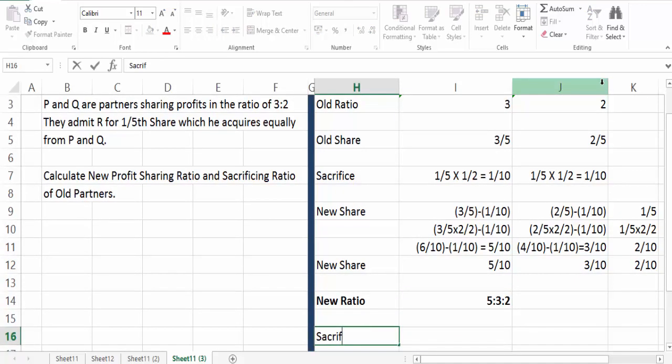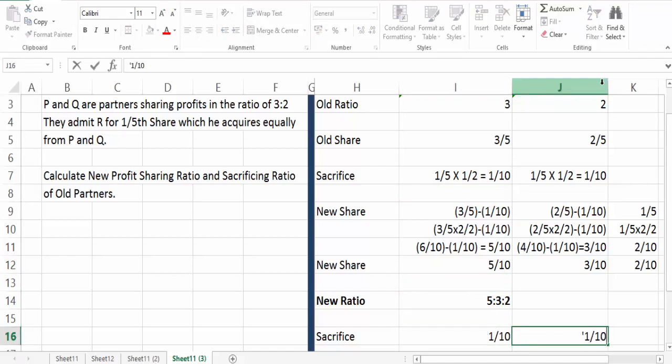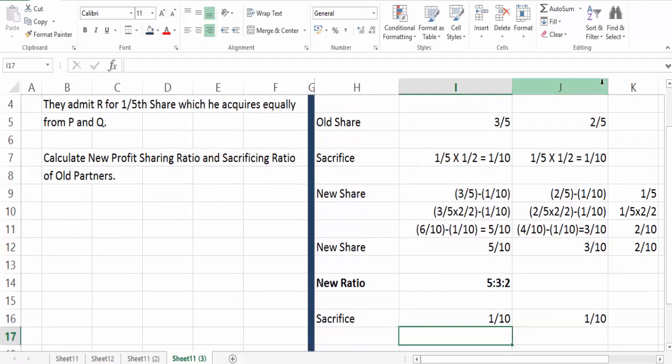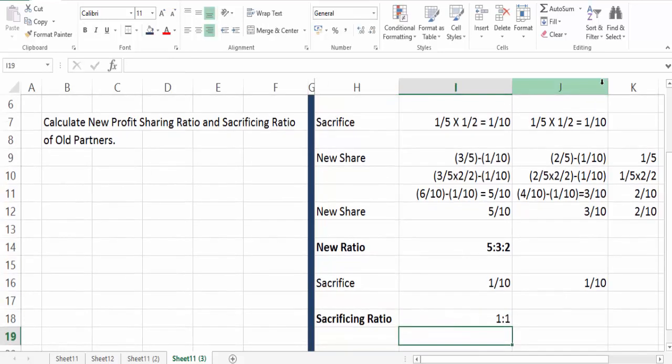What about the sacrifice? Sacrifice we have already calculated, right? It is 1/10 and 1/10. So we can say the sacrificing ratio is 1:1.